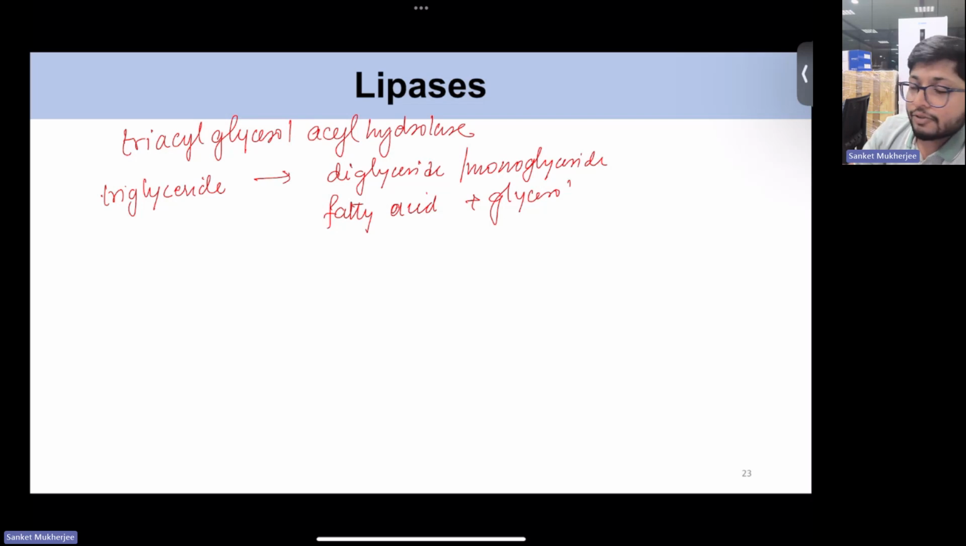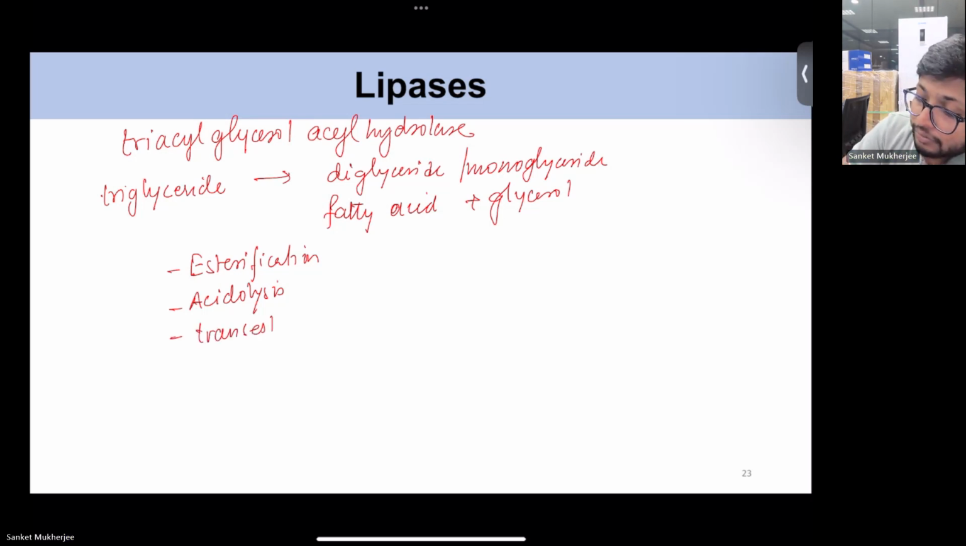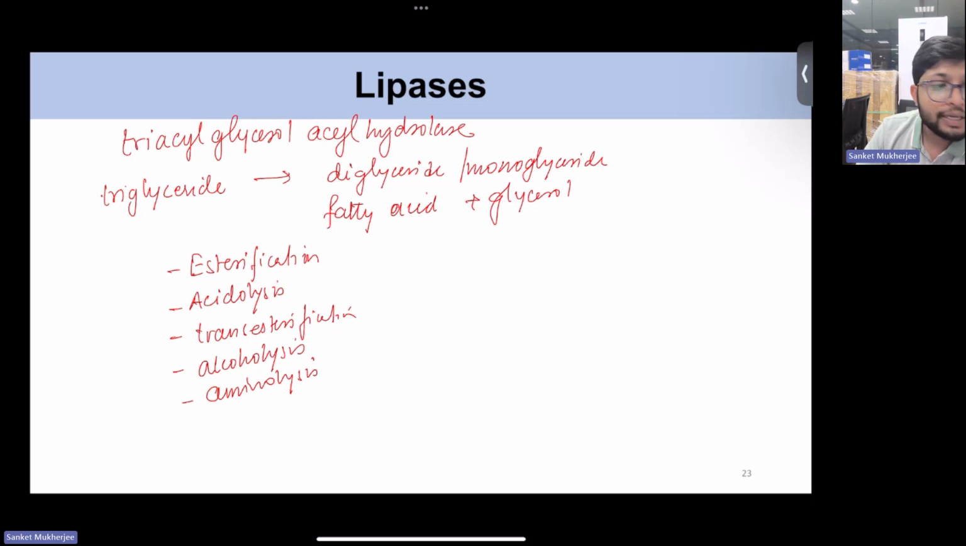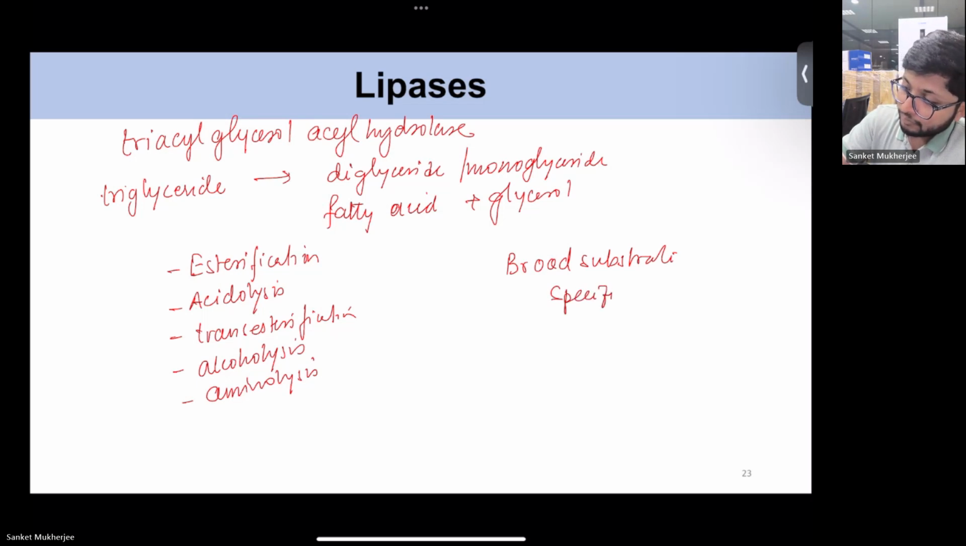The reactions catalyzed by lipases are esterification, acidolysis, transesterification, alcoholysis, and aminolysis. They don't require any cofactor to function and possess good regioselectivity, chemoselectivity, and enantioselectivity. They exhibit a broad substrate specificity. And they can work at various temperatures based on, of course, the sources from where they are isolated.